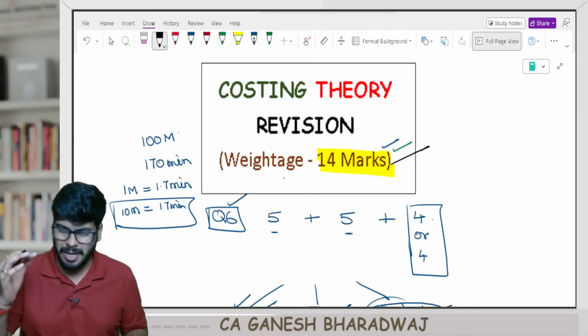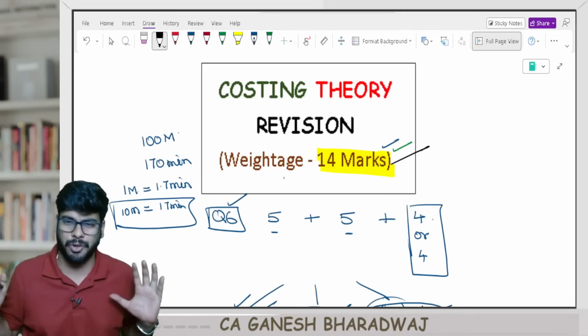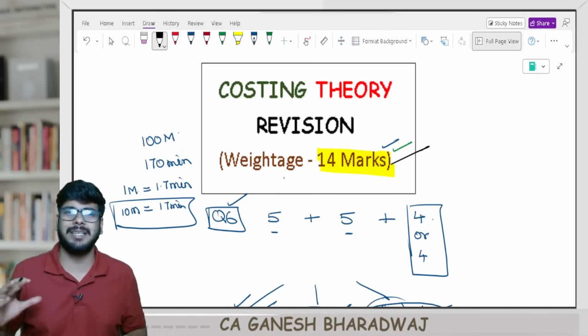Trust me, guys, trust me. Over and above this, just go through the Concept Decoder once. That is super sufficient for your exam. Now, even if they are asking some practical theory based on the concepts, you will be able to answer it.